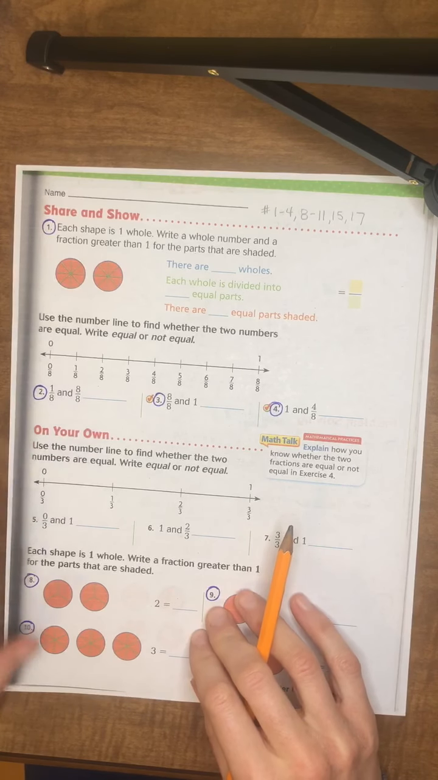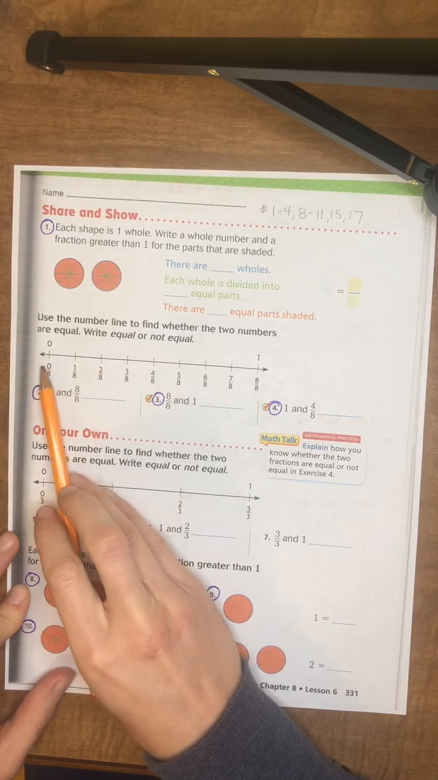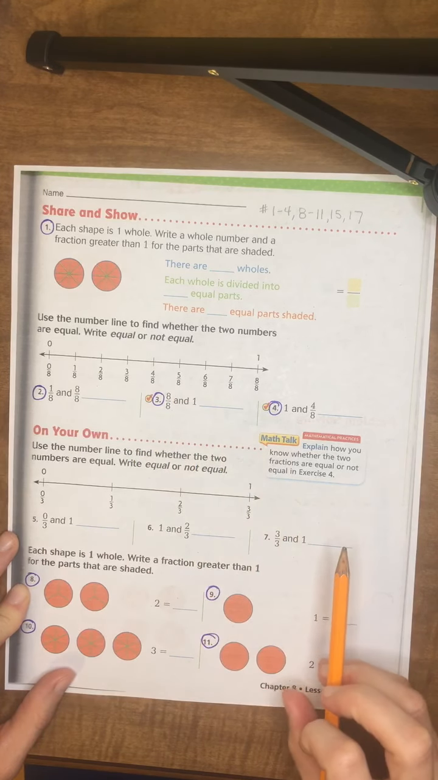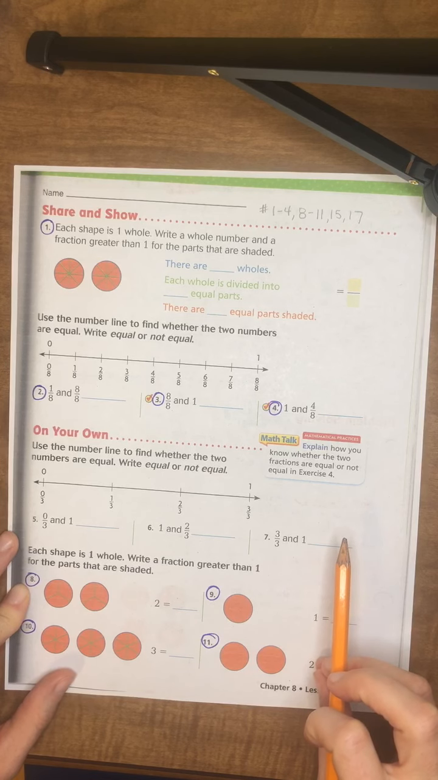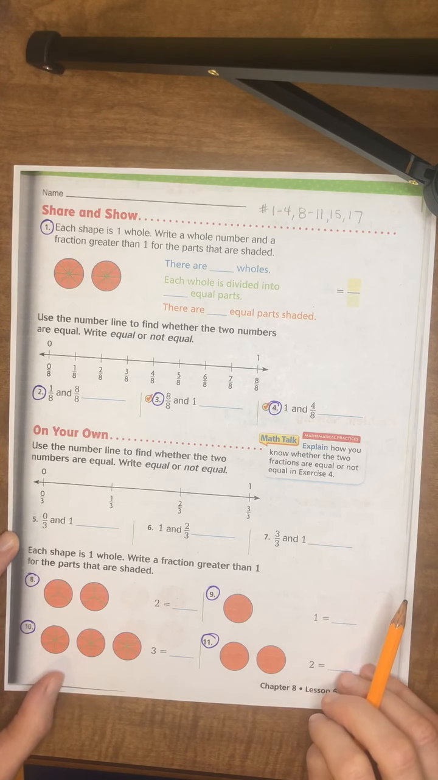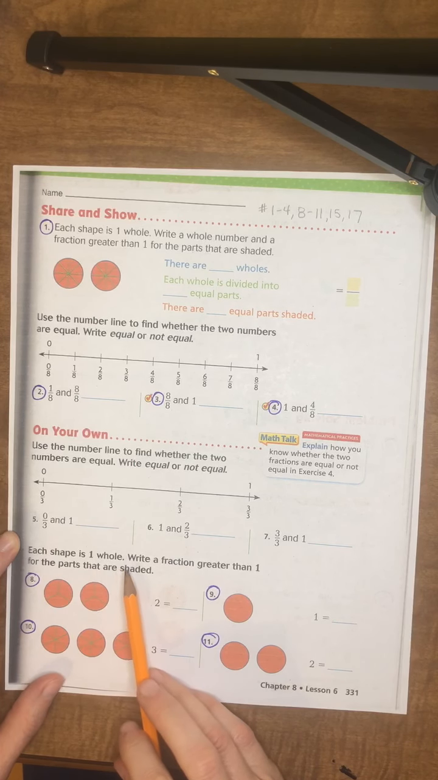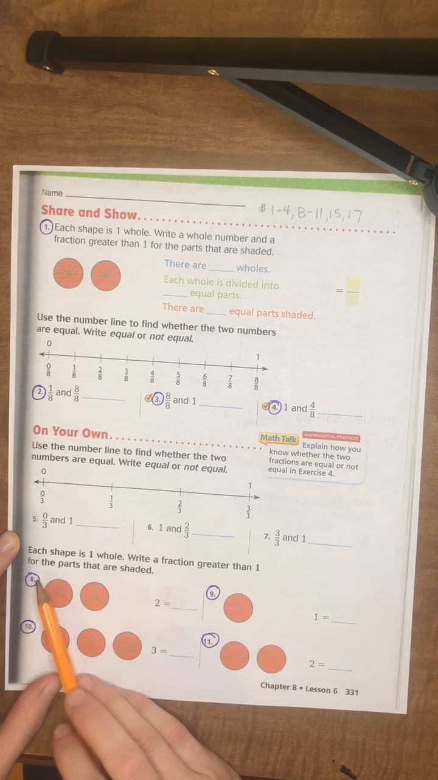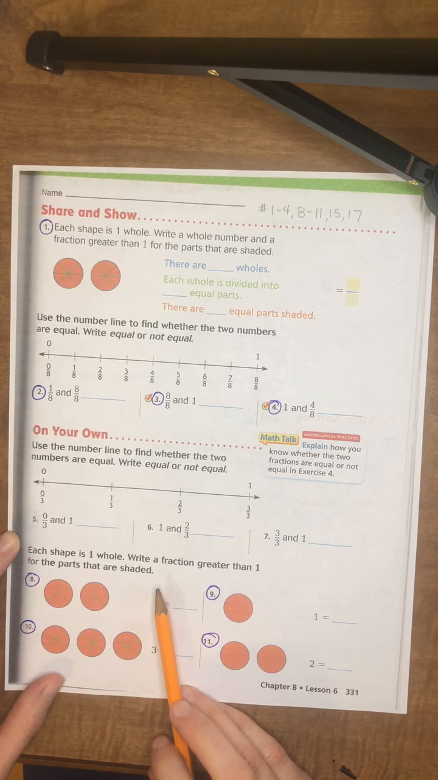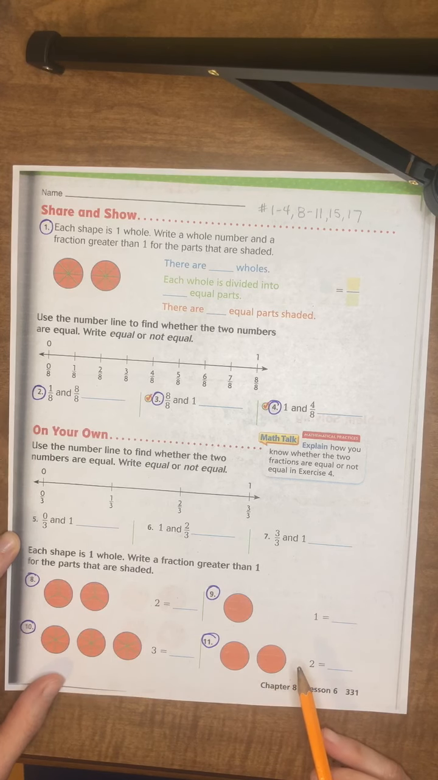Okay, for numbers 2, 3, and 4, use the number line to find whether the two numbers are equal. Write equal or not equal. You can do the symbols if you don't want to write the words. Each shape is 1 whole. Write a fraction greater than 1 for the parts that are shaded. I'd suggest you go over the examples that we did earlier to help you with this.